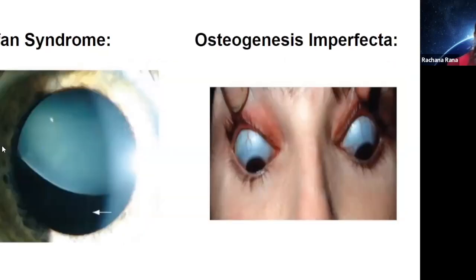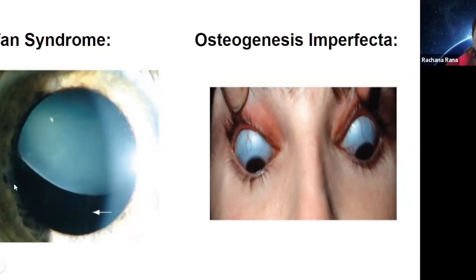So this is Marfan syndrome. Here we can see a subluxation of the lens, which is quite common in Marfan syndrome. This type of patient is very tall with long hands. They come to our OPD.